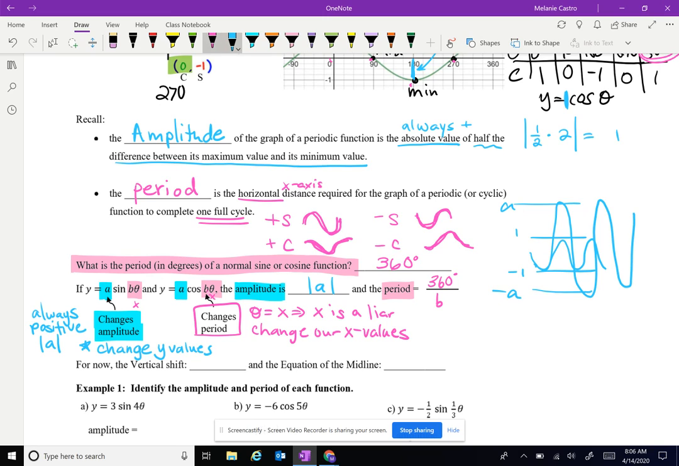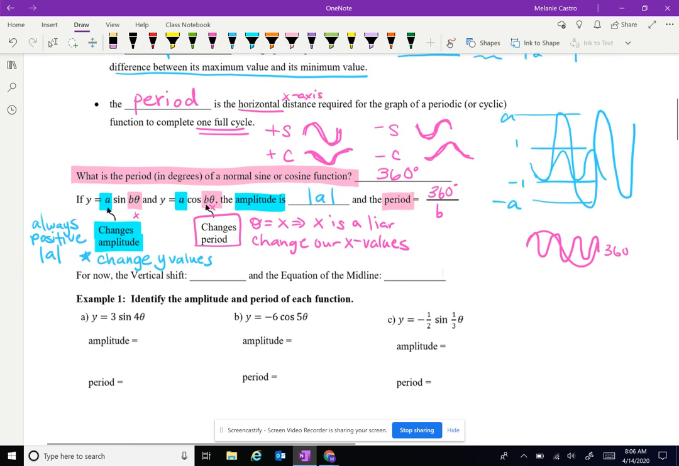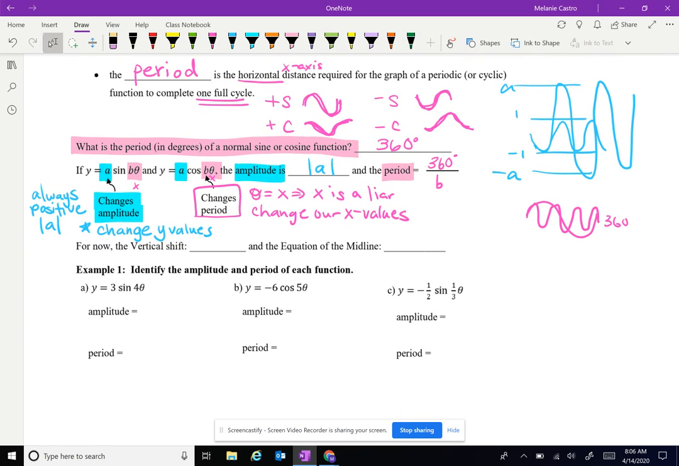If we want to change the period, instead of it repeating after a cycle of 360, whatever B is will create either more or less waves in that same amount of time. So we end up with like more squiggles or less squiggles in that same amount. And literally, if we have something like half theta in that 360, you wouldn't see an entire wave function, you would see half of a wave function. Okay. So as we go through and look at this, we're going to just change amplitude and period.